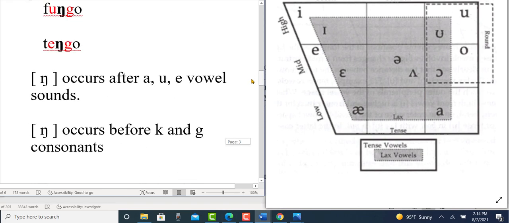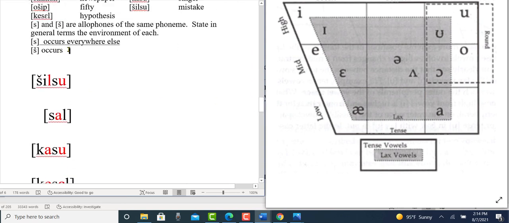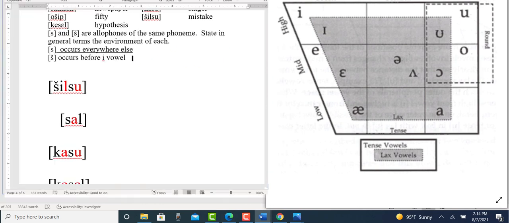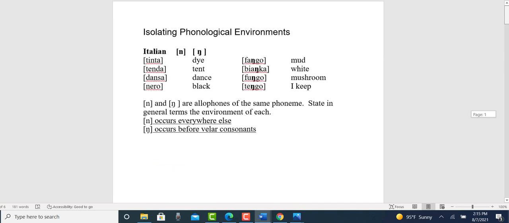So if we go back up here, we can say something pretty specific now. The SH occurs before the little I vowel. Or if we want to be really specific, we can say it occurs before the high front tense vowel. So that seems to be a specific phonological environment based on our analysis of the consonant and vowel sound charts. And that's what we call isolating phonological environments.